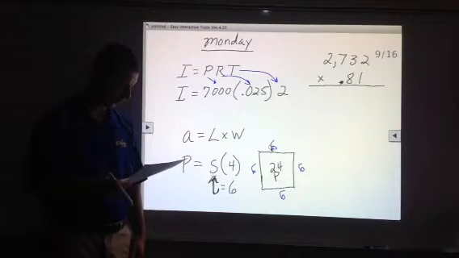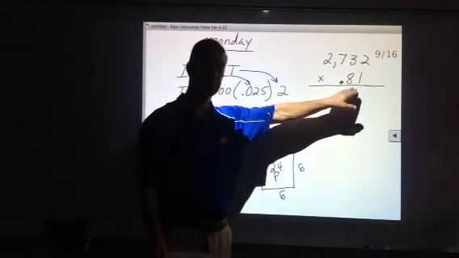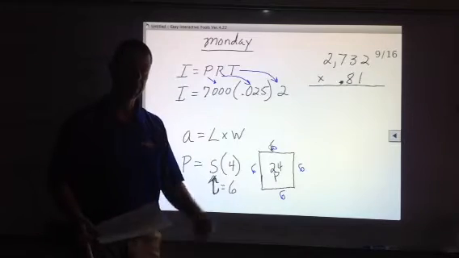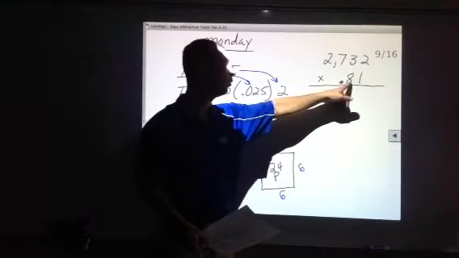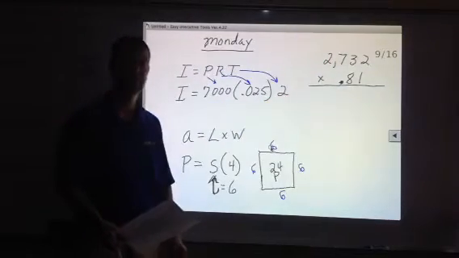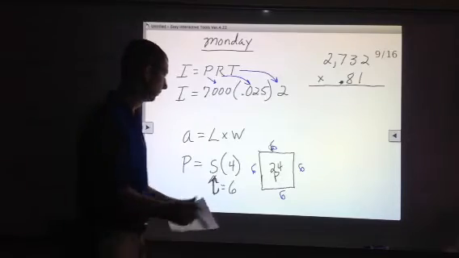Okay, here is another situation. This problem is 81% graduate out of 2,732 students. How many students graduate? Well, you take 81% and you write it as a decimal. And now you carry out your multiplication and you'll have how many students will graduate.